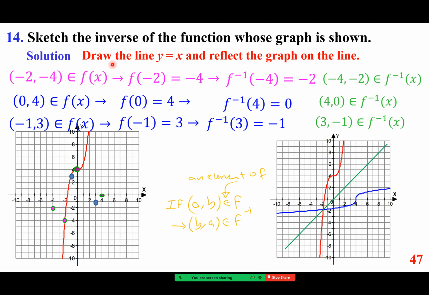So draw the line and reflect the graph on the line. That means basically draw the line, and in order not to make a mistake, pick a few points, and we did that. And those are the points. Very straightforward, everybody.